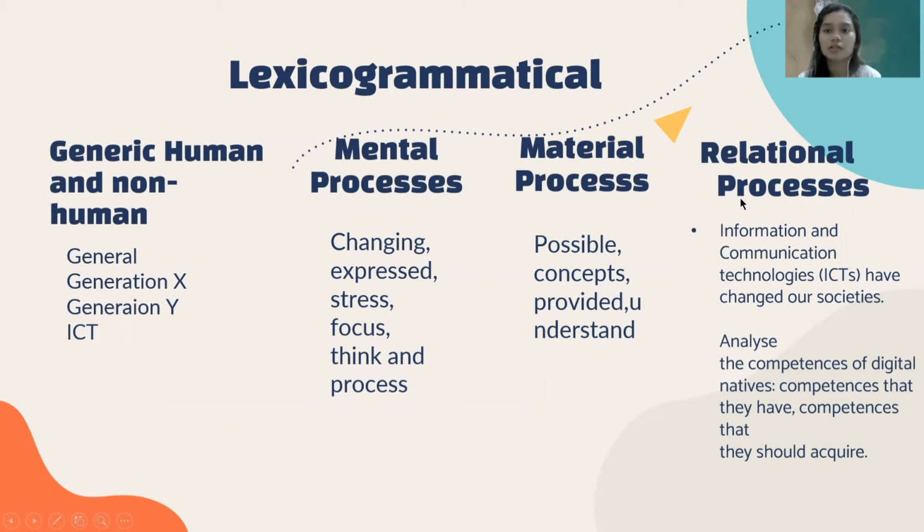This is the relational processes. The relational processes include these example sentences from the text. Information and communication technologies, ICTs, have changed our societies. This is a relational process. And after that, the next sentence is: analyze the competencies of digital natives, competencies that they have, competencies that they should acquire. That's it, the lexicogrammatical.